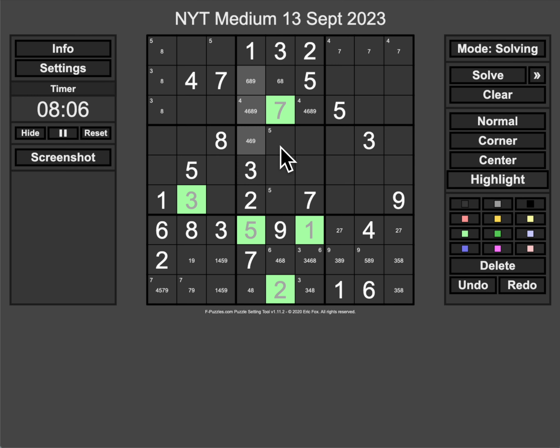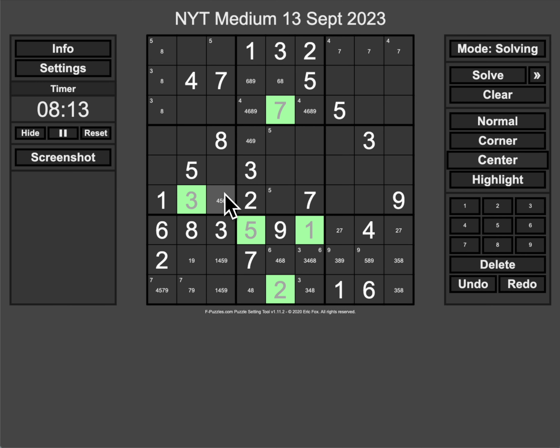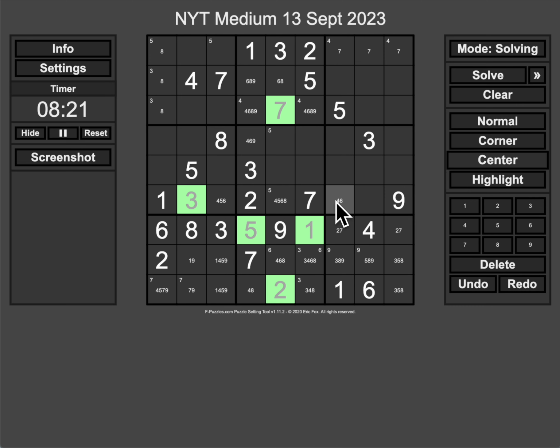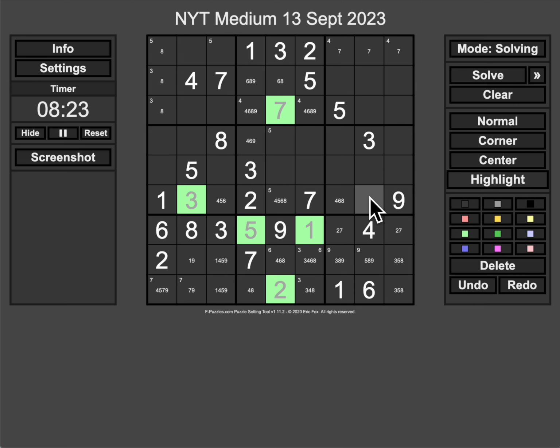Okay, row 6. 1, 2, 3, 7, 9. I need 4, 5, 6, and 8. That can't be 8, but could be any of the others. That can be just about anything. That's 4, 6, or 8. Down to 5 or 8. No, 8, not 9.